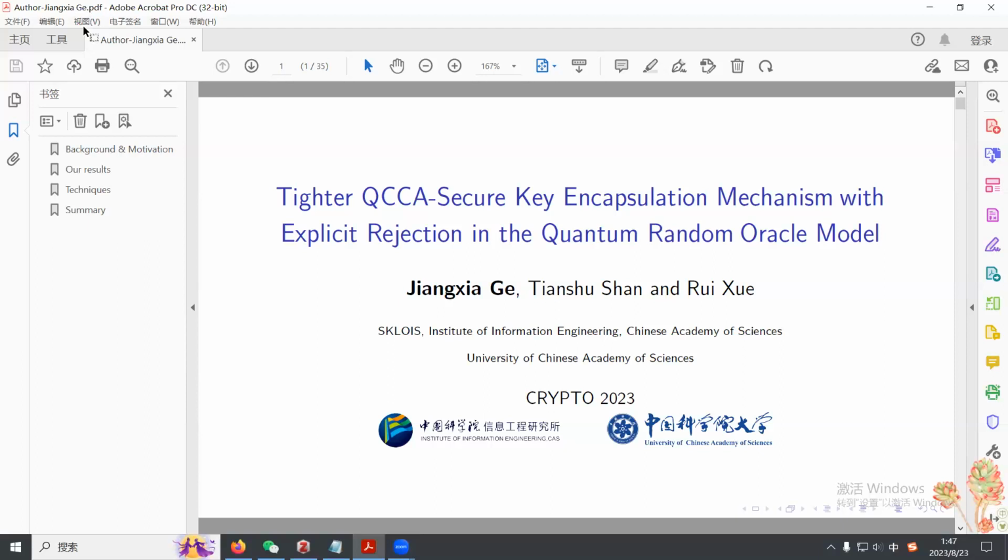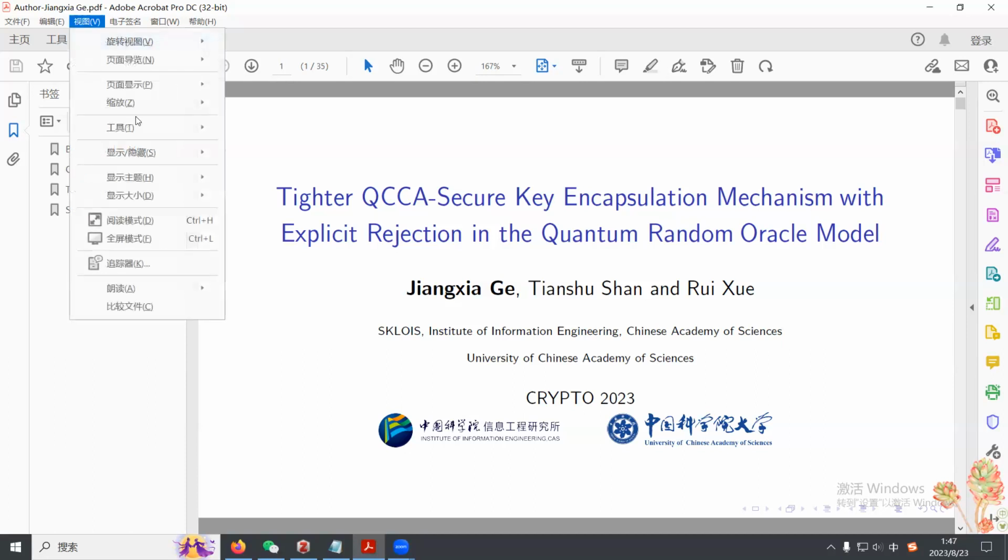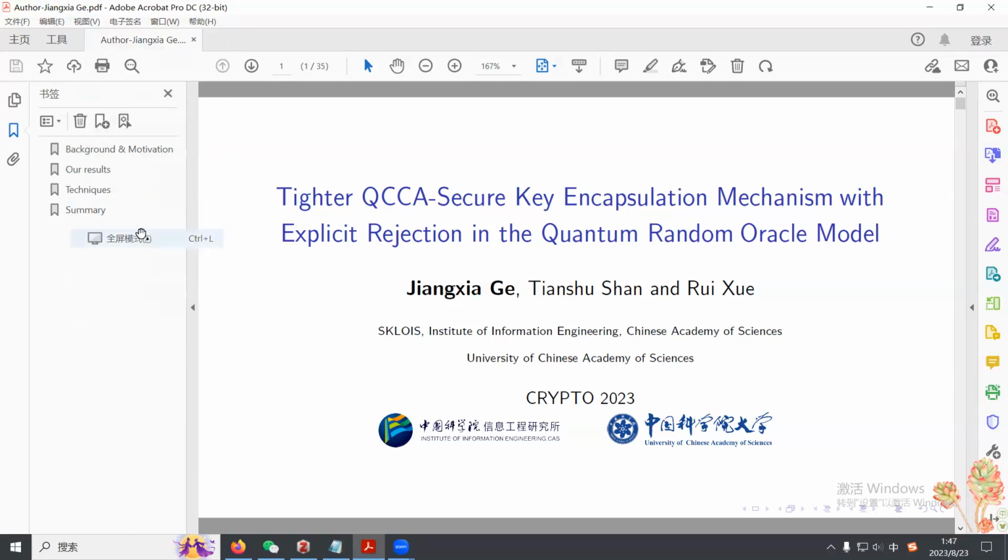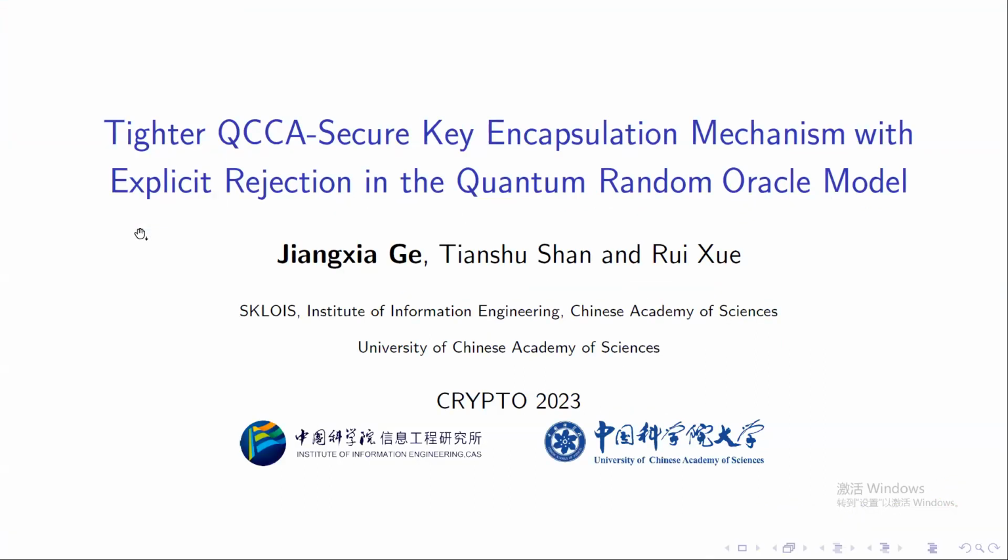Okay, so we have a second talk of the session. The talk is titled Quantum CCA Secured Key Encapsulation Mechanism with Explicit Rejection in the Quantum Random Oracle Model, and it's going to be given by Jiang Xiang and his team member. Please, you may go ahead.